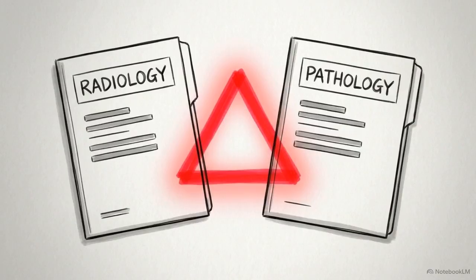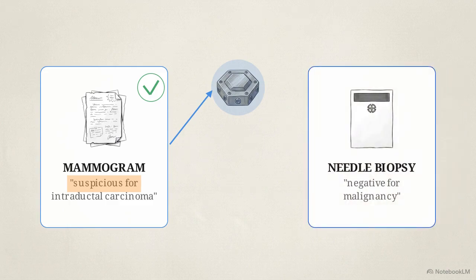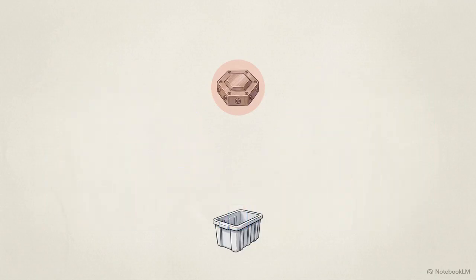The final challenge arises when two clinical documents directly contradict one another. This is resolved by the discrepancy logic gate. Consider a mammogram report stating the tissue is suspicious for intraductal carcinoma. The parser reads the approved ambiguous term and flags it for inclusion. But a subsequent needle localization biopsy returns a definitive result, negative for malignancy. The rule dictates this definitive negative completely overrides the initial report, and the file is discarded.